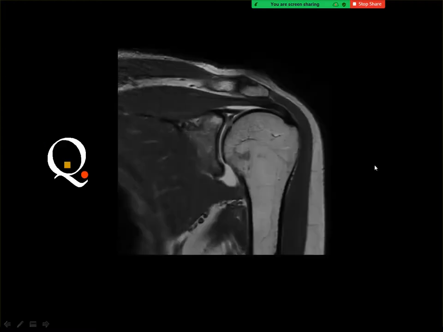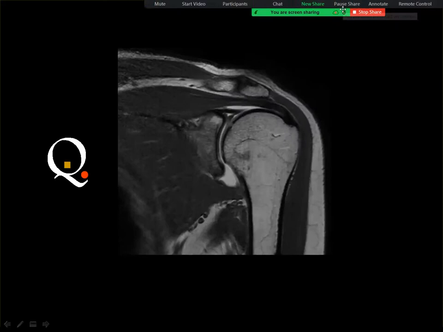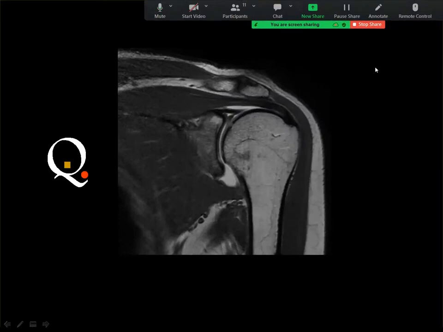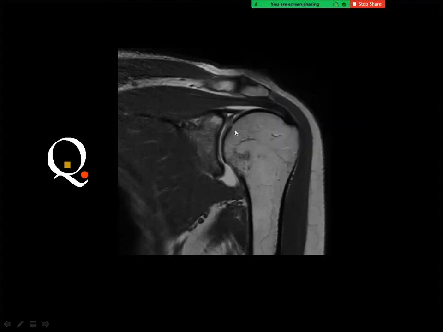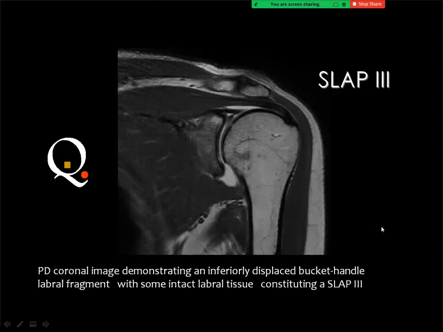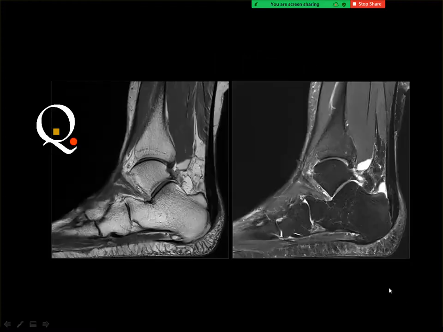This is MRI of the shoulder, a coronal T2 weighted image. A SLAP injury, yes. Which type? Type 3. And this is type 3 actually. Type 2 is separation of the labrum from the glenoid part. But type 3 is a line passing through the labrum, separating it into two parts. And this is a SLAP type 3 injury with some effusion, of course, in the joint.